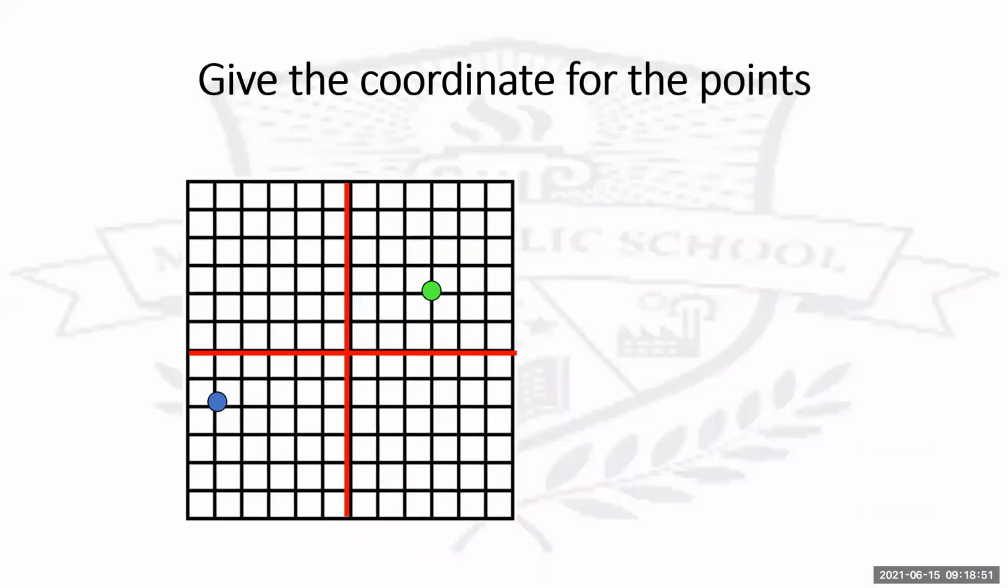Now give the coordinates for the points. Anybody who can tell me the position of this point which is shown in green color? Anyone who can show me the answer for the point shown in green color?